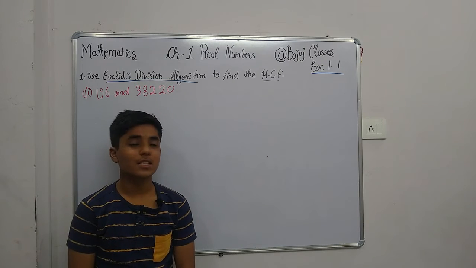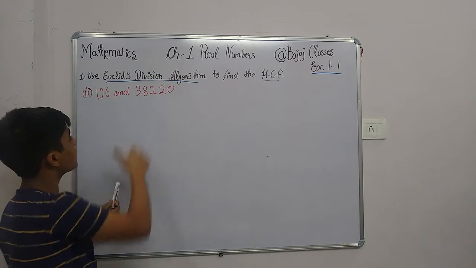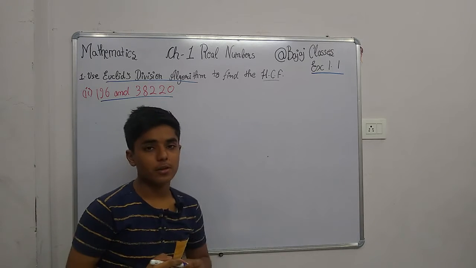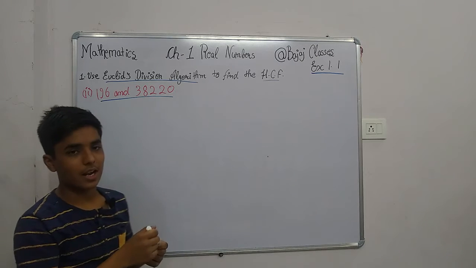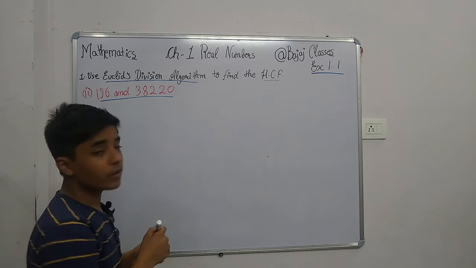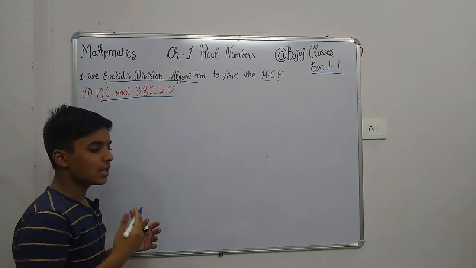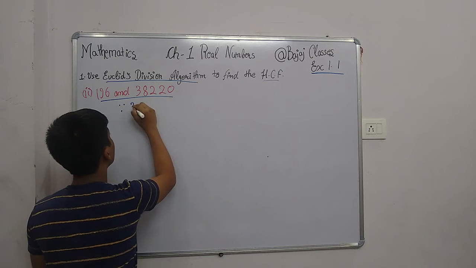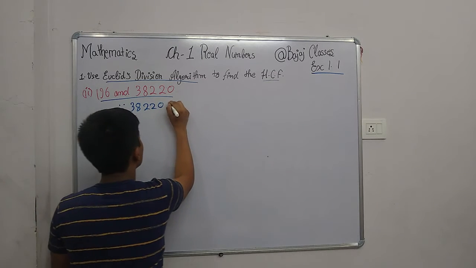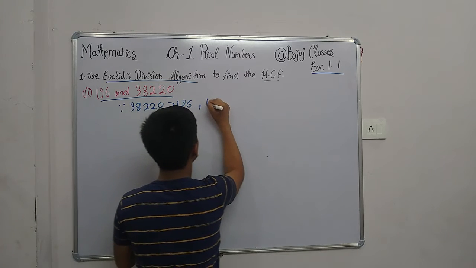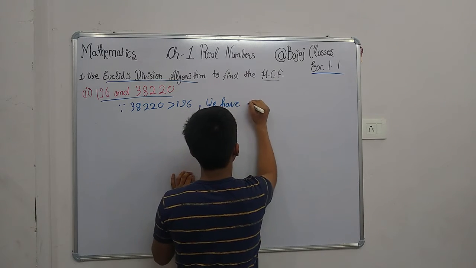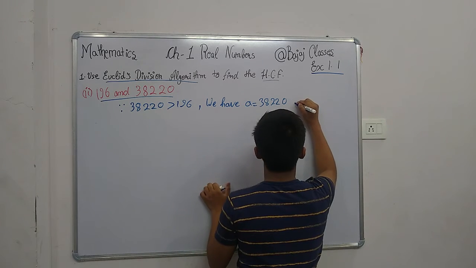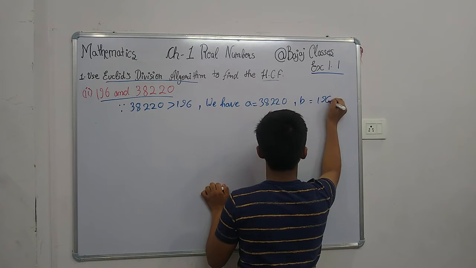Now the next part of this question, the second part, is 196 and 38220. So we have to find the HCF of 196 and 38220. Now we have to repeat the same steps or rules. First we have to find the greater number. Since 38220 is greater than 196, we have A equals 38220 and B equals 196.